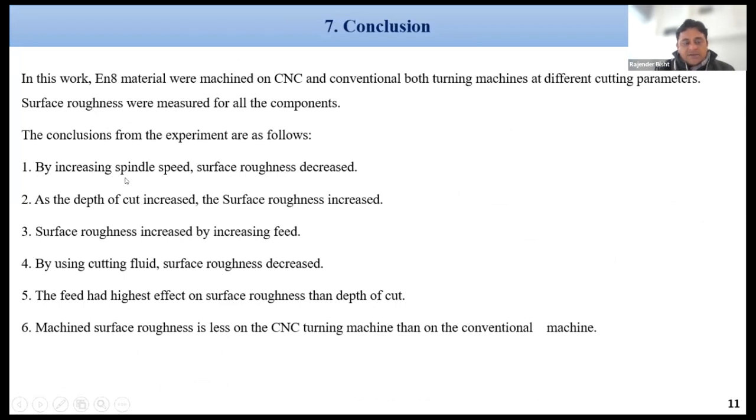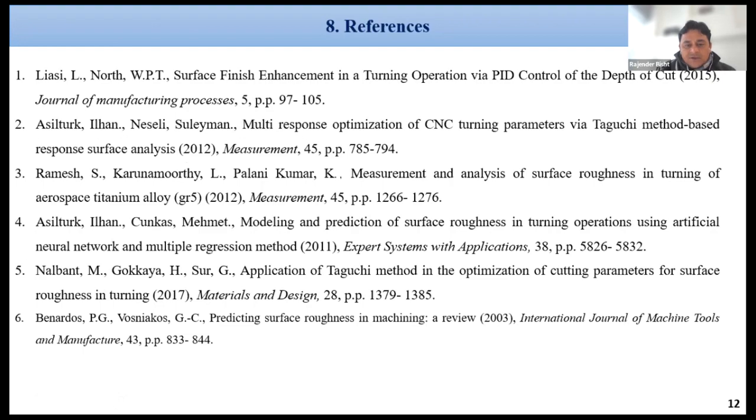Here is my conclusion. By increasing the spindle speed or cutting speed, surface roughness decreases. If we increase the depth of cut, the surface roughness also increases, and if we increase the feed, the surface roughness also increases. We observed that using coolant or cutting fluid decreases surface roughness. Based on the productivity of the component, the feed has a higher effect on surface roughness than depth of cut. And the machined surface roughness is less on the CNC turning machine than on the conventional machine. These are the conclusions after this experiment, and these are the journals which I referred to.